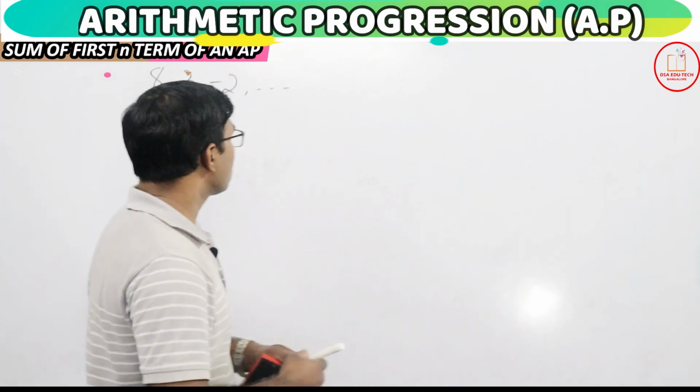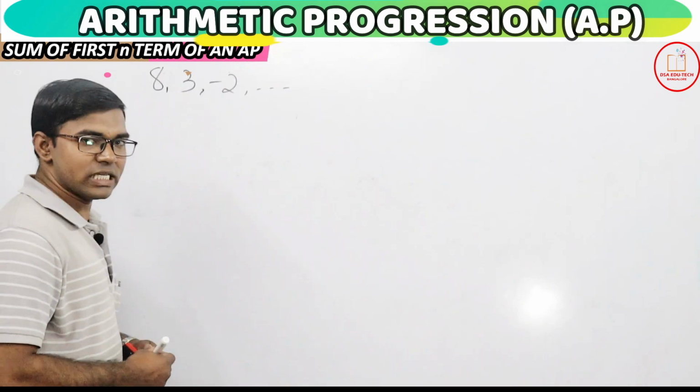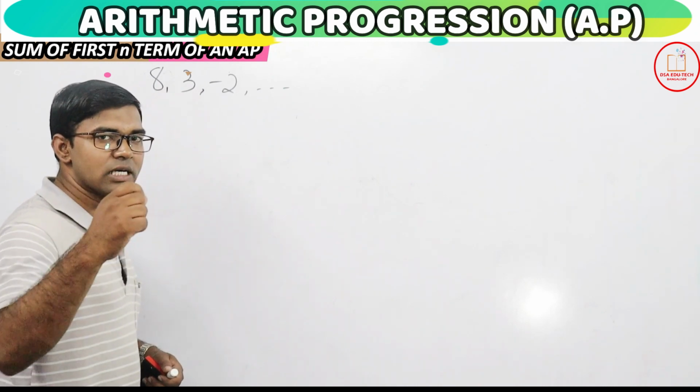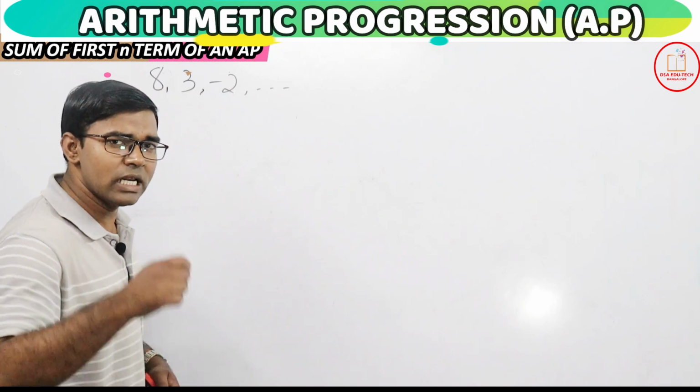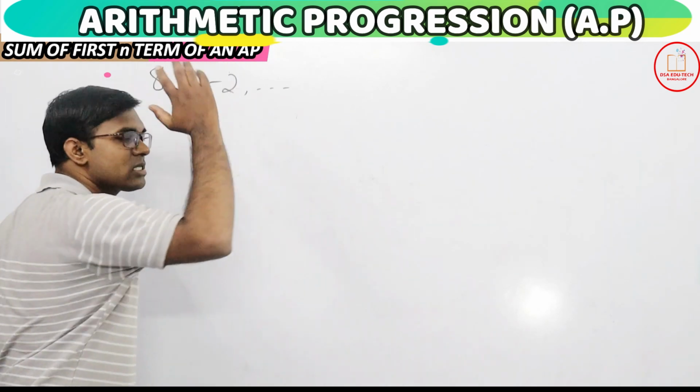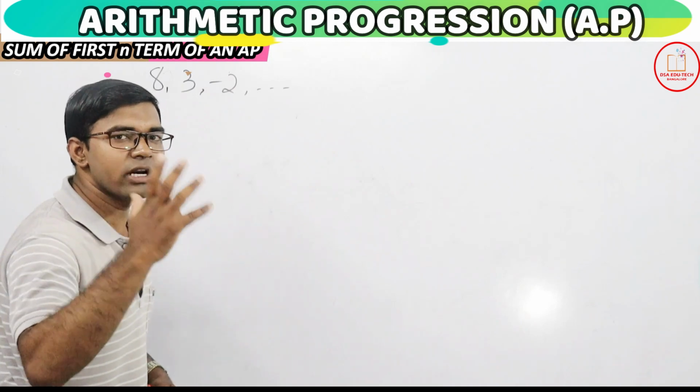Yes, very good. The formula I would use is Sn equals n by 2 times (2a plus (n minus 1) into d). But before I write the formula, let me write the given data from the given AP series.